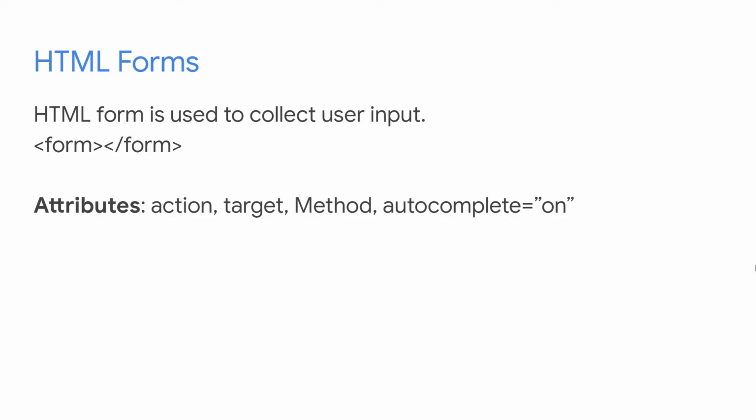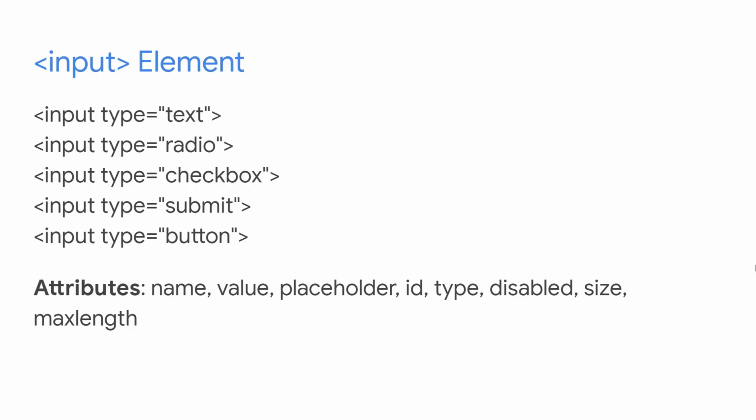Similarly, we can apply method as an attribute. We have requests like GET and POST. And similarly, we have another attribute, autocomplete, which means you are able to add a feature like autocomplete true or false. So we can add a value like on.